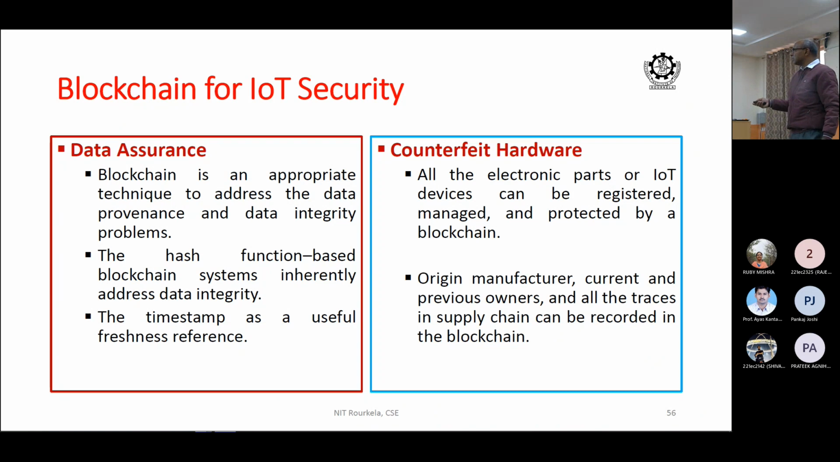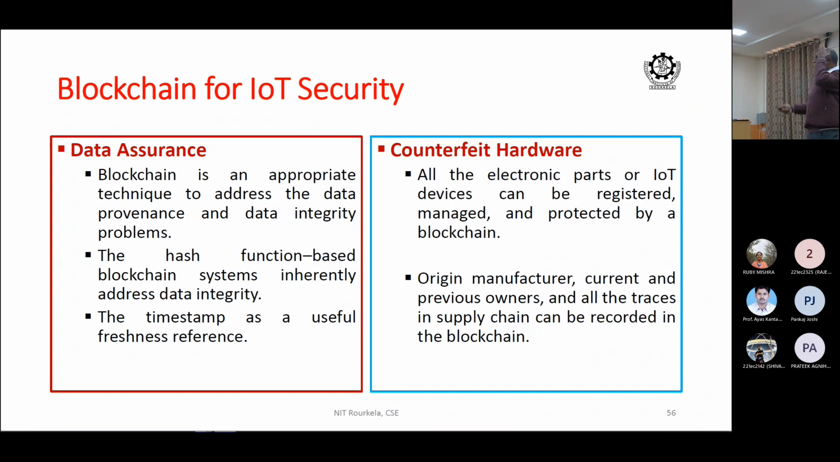The hash function based chain system inherently addresses the data integrity. So you're generating a hash. Any change in the data, any tampering of the data, is going to change the entire hash of the block. Then the timestamp, you're storing it with the help of a timestamp. The timestamp is going to tell what is the freshness of the data, when that particular data was generated.